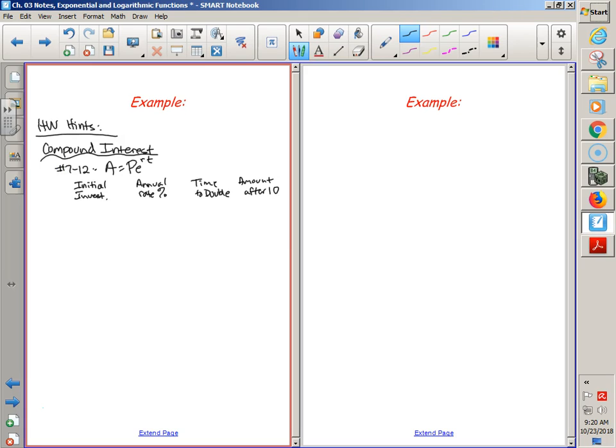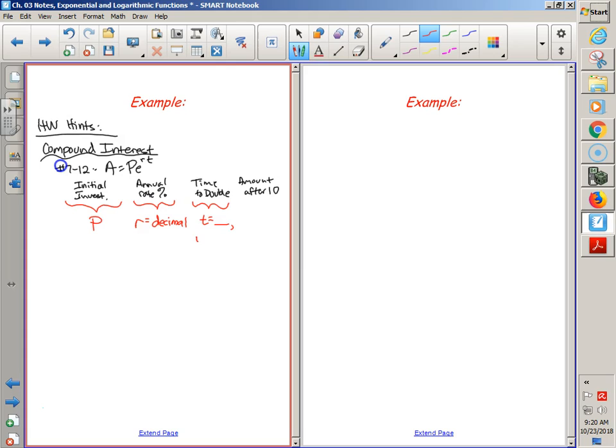Let me give you the math. The initial investment is talking about P, the principal. How much money was put in? P from the formula. The annual rate, r, is going to equal the decimal equivalent. You know what I mean by that, right? Make the percentage into a decimal. Time to double is going to be t equals blank.